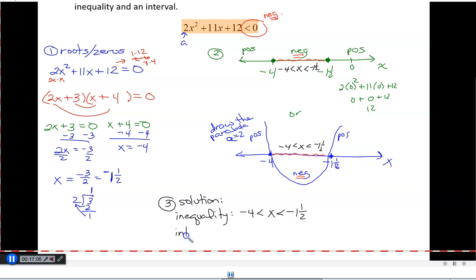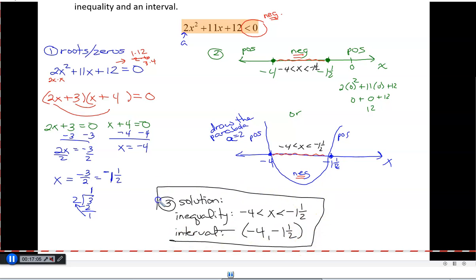The interval notation, we had one section, so we have one interval. One section, one inequality, one section, one interval. And that interval is bounded least to greatest by -4 and -1.5. So it gets written like that. And finishes up that one. All right, we have one more example to go through together.